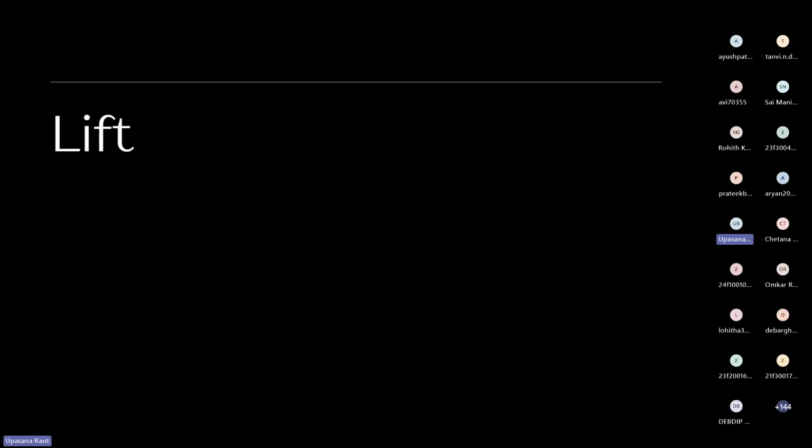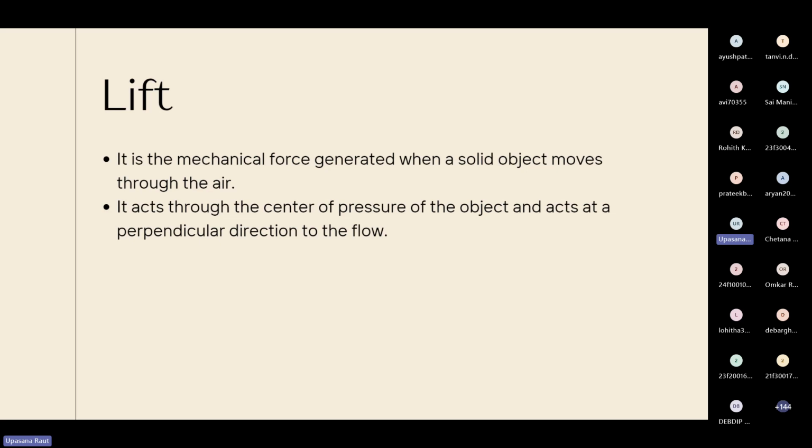So, we will be starting with lift. Lift is a very crucial force of an aircraft as it helps the aircraft to remain airborne. So how is this lift generated? Lift is generated by all the objects which move through the air. It doesn't have to be just aircraft. It is also generated on motor vehicles, and it is the force generated when a solid object moves through the air.